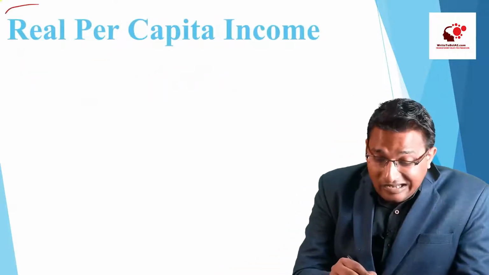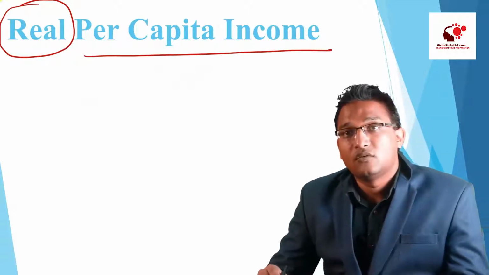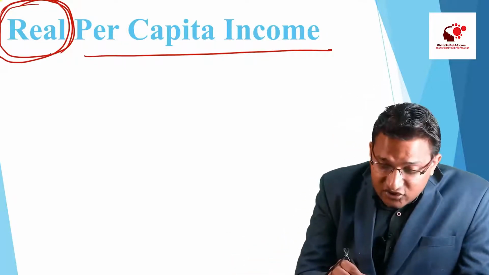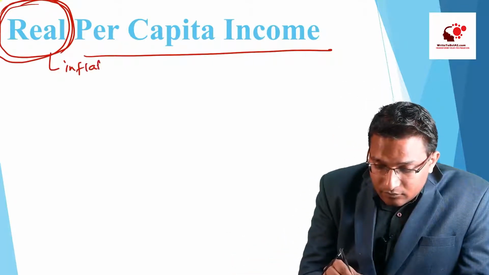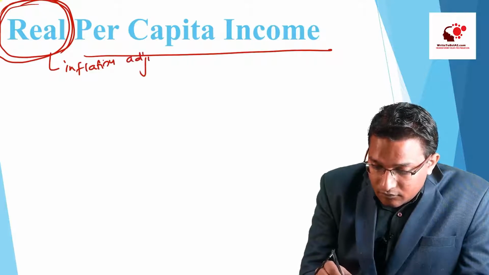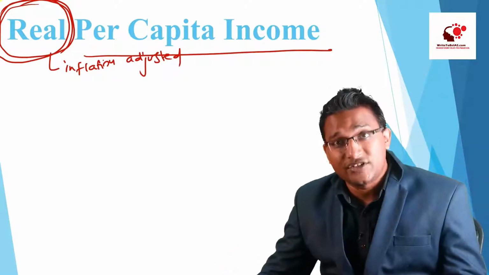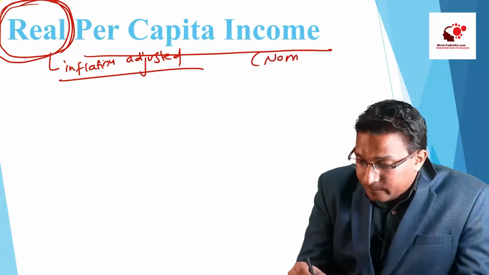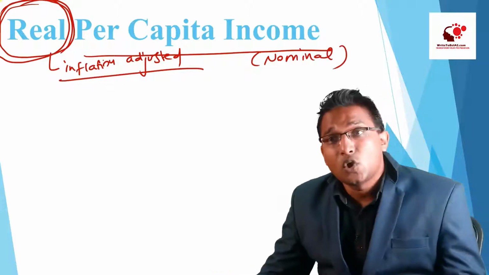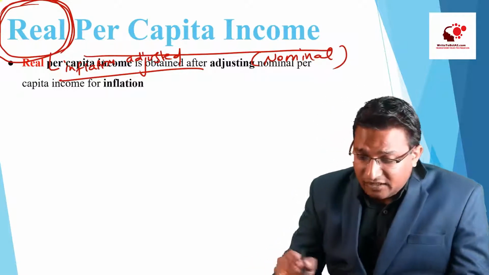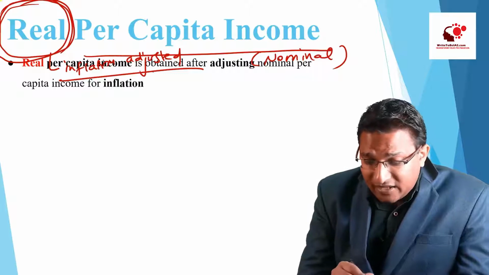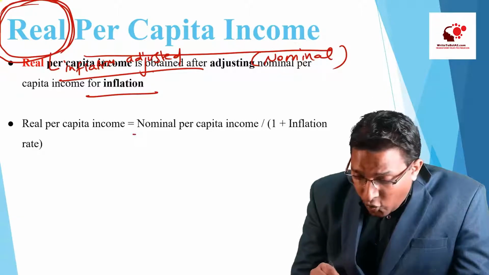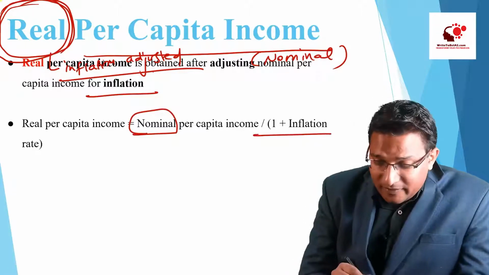There is one more term, real per capita income. What is the meaning of the term real? Real basically means inflation adjusted. When this is not inflation adjusted, then this is nominal, right? So how do we calculate real? Real per capita income is obtained after adjusting nominal per capita income for the inflation. Real per capita income is equal to nominal per capita income divided by 1 plus inflation rate.